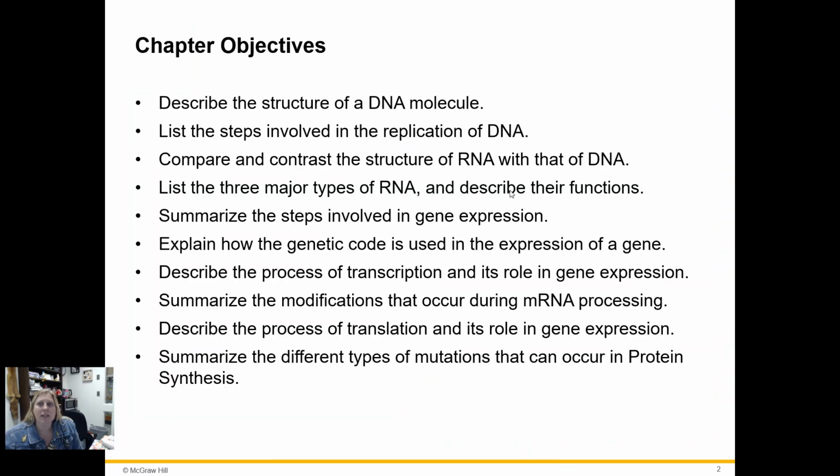Okay, so today we're going to go through the DNA molecule itself. We're going to talk a little bit about how DNA replicates. That is going to allow us to then understand gene expression through transcription and translation. At the end, we're going to talk a little bit about mutations. As always, you should be able to use these objectives as questions. If you need help, let me know. But let's get into it.